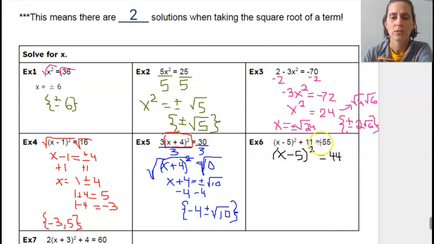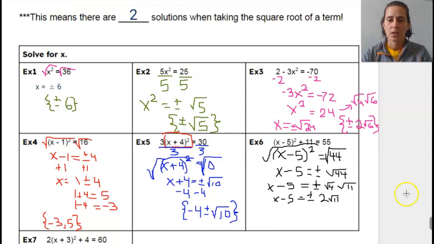And when you take the square root on both sides, you get x minus 5 is equal to plus or minus the square root of 44. Remember, 44 has a perfect square of 4, so you'd break that down into square root of 4 times the square root of 11, and the square root of 4 is 2, so it would be plus or minus 2 square root of 11. So once you break it down, again, you get x minus 5 is equal to plus or minus 2 radical 11. The last step is to get x by itself by adding 5, so you'd get x equals 5 plus or minus 2 radical 11.